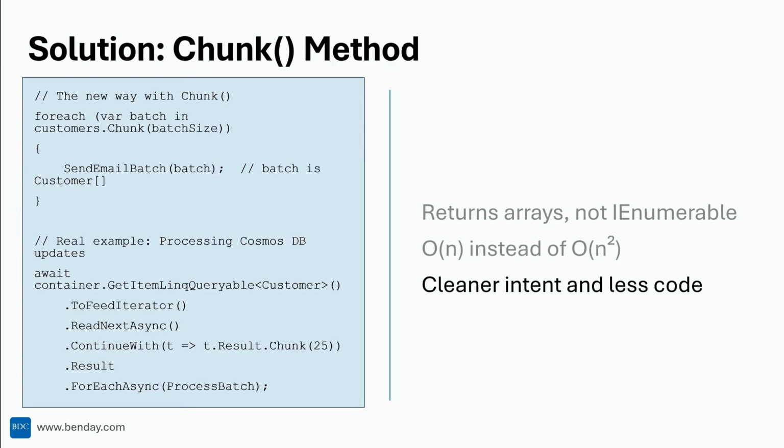There's no index math to verify, no boundary conditions to test, and the foreach loop guarantees you'll process every item exactly once.